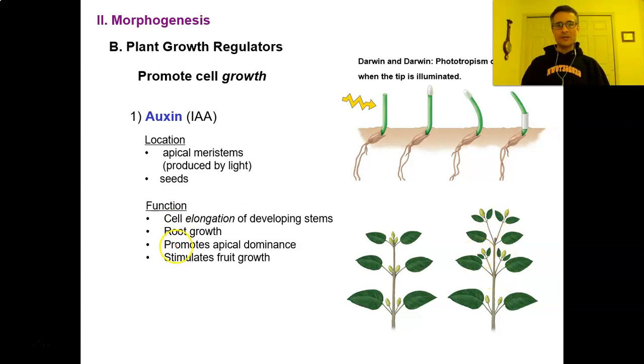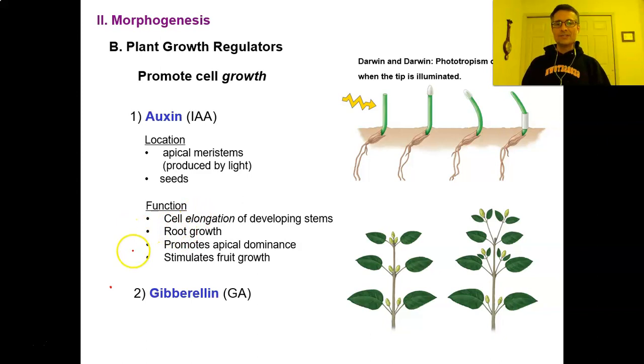So that's what we talk about when we're talking about apical dominance. It's the ability of a terminal apical meristem to dominate or suppress the growth of other meristems along the length of a plant. And auxin is responsible for this as well. Also, auxin can impact root growth, particularly root elongation, and it can stimulate fruit growth as well, again meaning the expansion of cells in fruits.